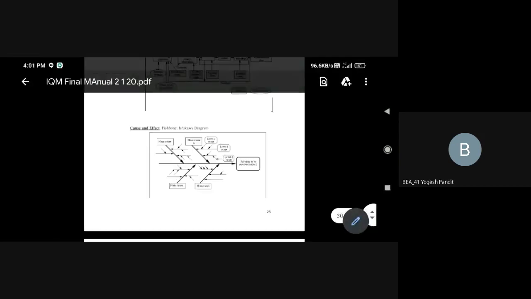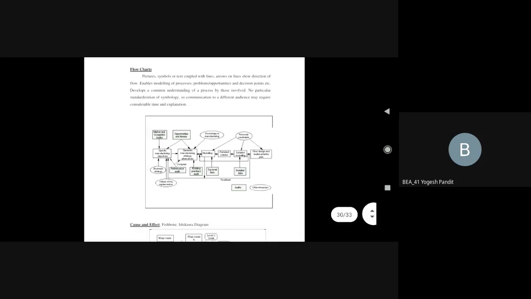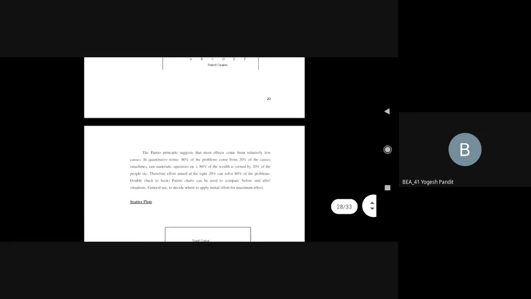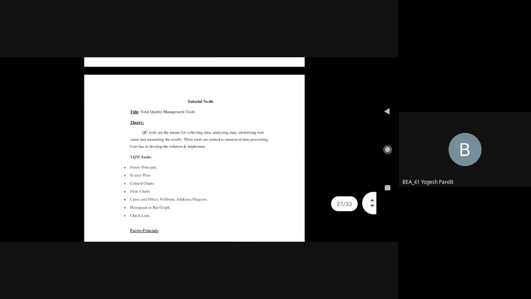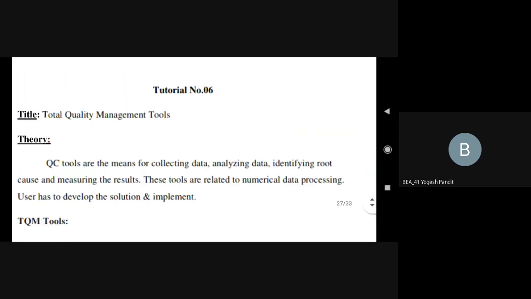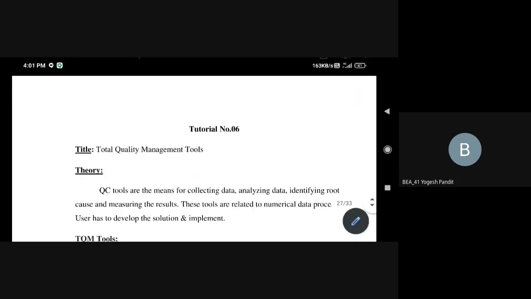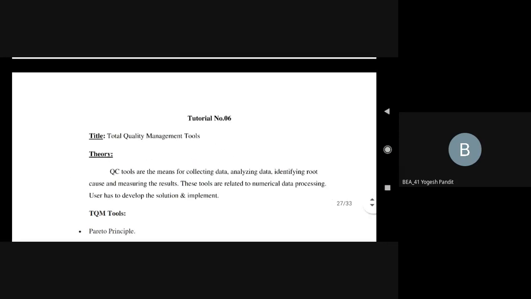So these tools are important for quality control. Hope you all have understood all the tools. This is practical number 6. Total quality management tools we have already discussed.